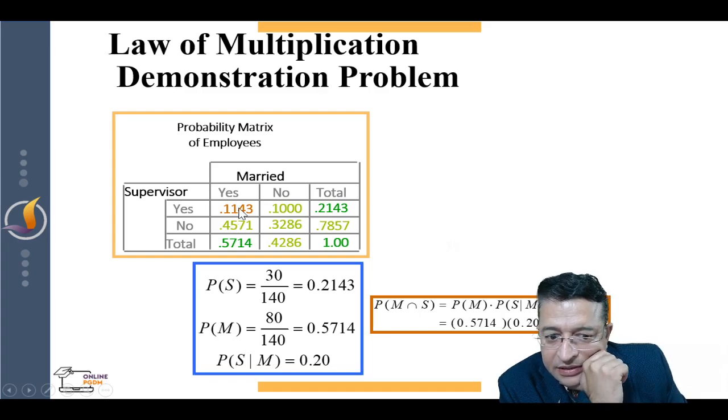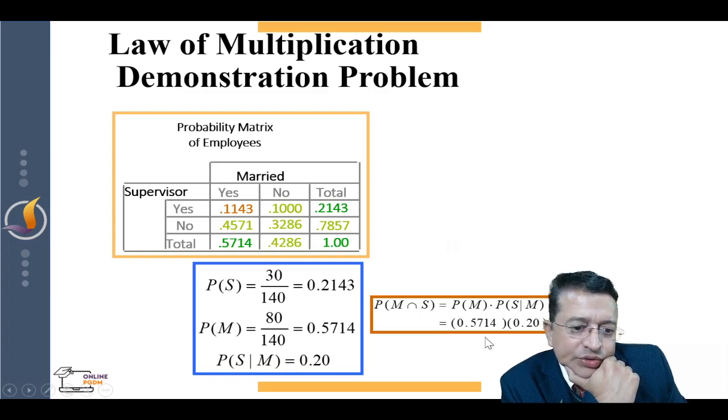Whatever is the married, given that it is married, you will take this column only, and then whatever is the number of supervisors, that is divided by this. But now you are using these values, and then you calculated 0.1143.